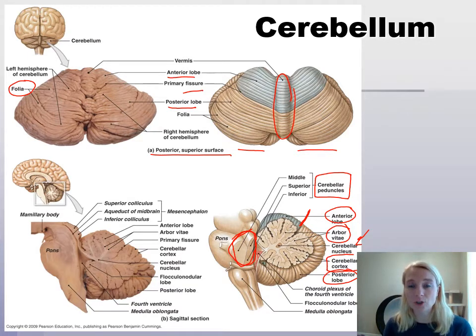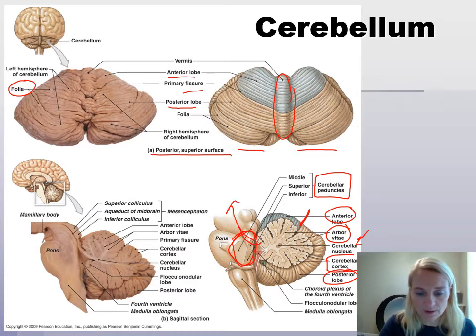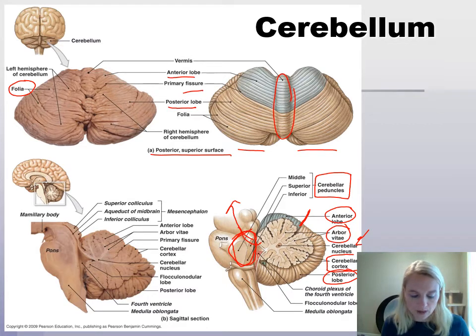These are connector tracts, all right? So tracts are myelinated axons, they're like nerves. So superior peduncles link the cerebellum with the midbrain, right? So that's going to be going up here. The middle midbrain and diencephalon, all the stuff that's high in the cerebrum.